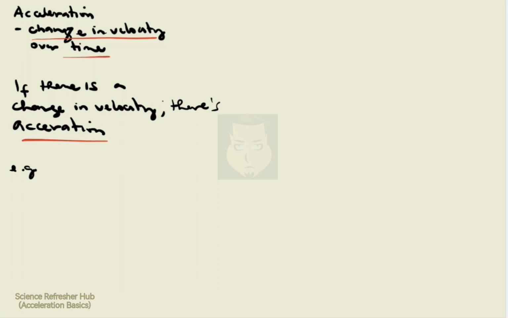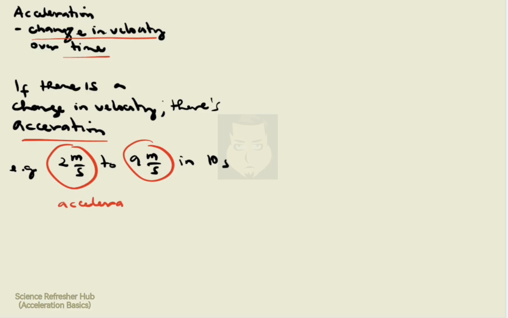Example, the car moves from 2 meter per second to 9 meter per second in 10 seconds. So as you can see, from 2 to 9, it's changing from 2 and then speeds up to 9. So therefore, there's a change in velocity. The object is definitely accelerating.